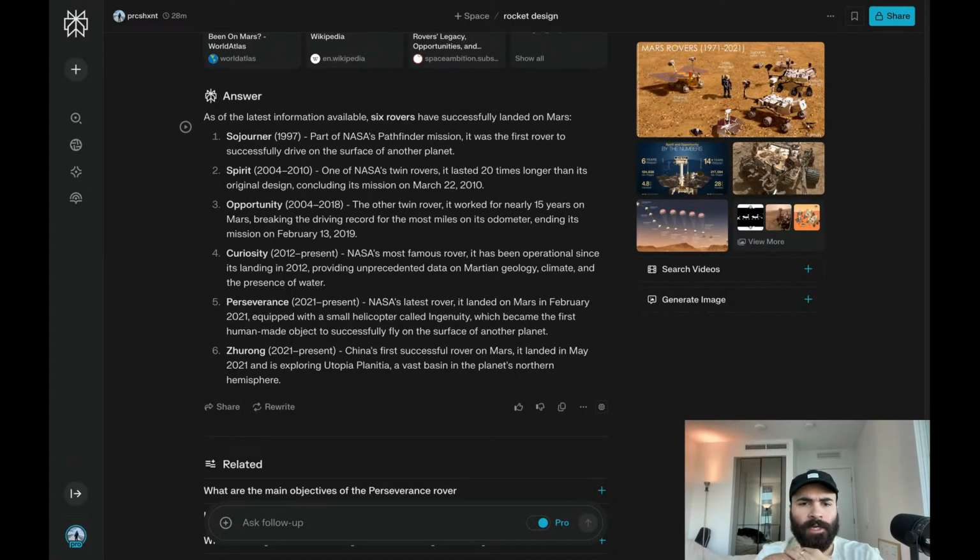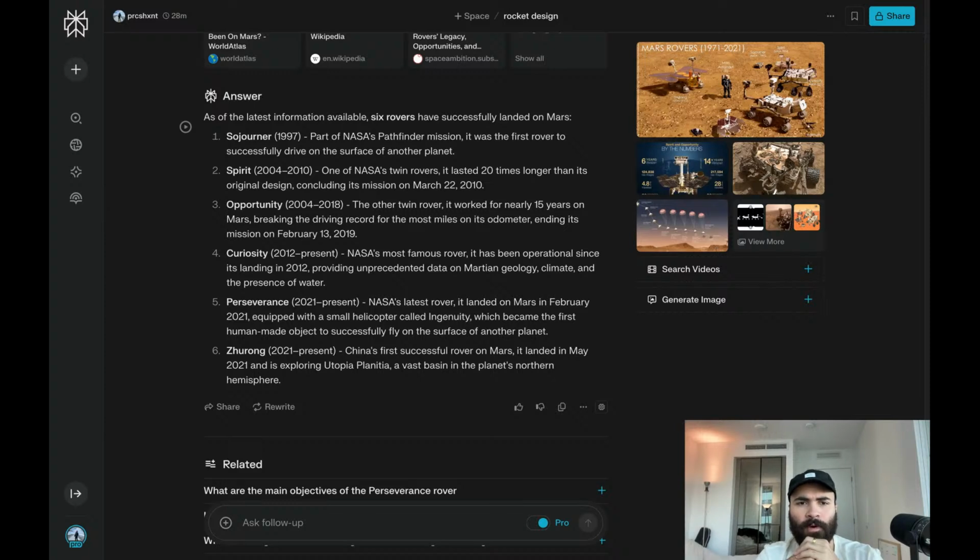Zhurong, China's first successful rover on Mars, landed in May 2021 and is exploring Utopia Planitia, a vast basin in the planet's northern hemisphere. The latest rover, Perseverance, landed on Mars in February 2021, equipped with a small helicopter called Ingenuity, which became the first human-made object to successfully fly on the surface of another planet.